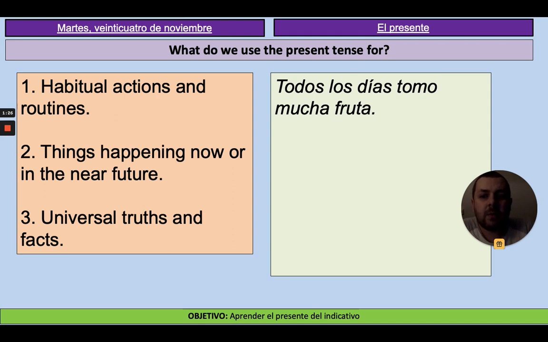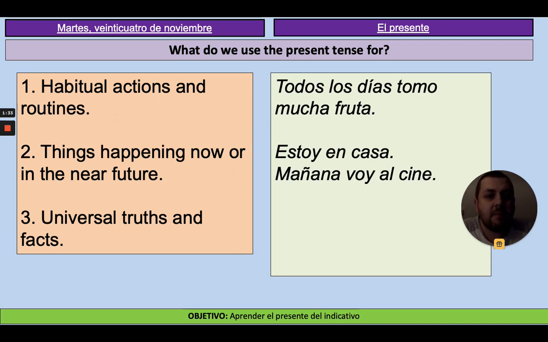Things happening now or in the near future. For example, estoy en casa. I'm at home. Mañana voy al cine. Tomorrow I'm going to the cinema. Not likely, but it is the present tense.